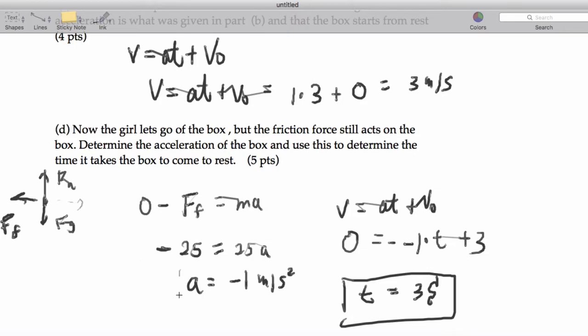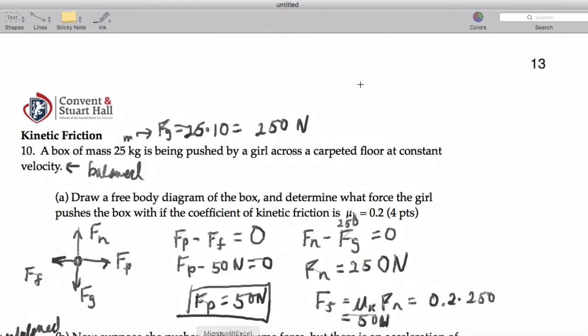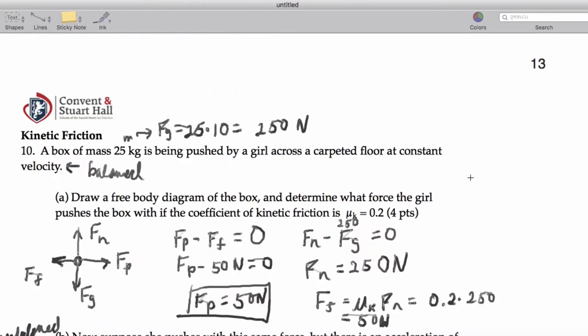All right, and this is the acceleration that we determined. All right, so that is page 5 of the practice exam.